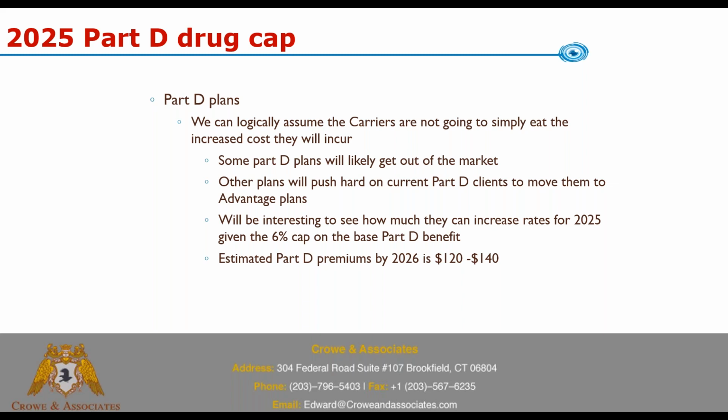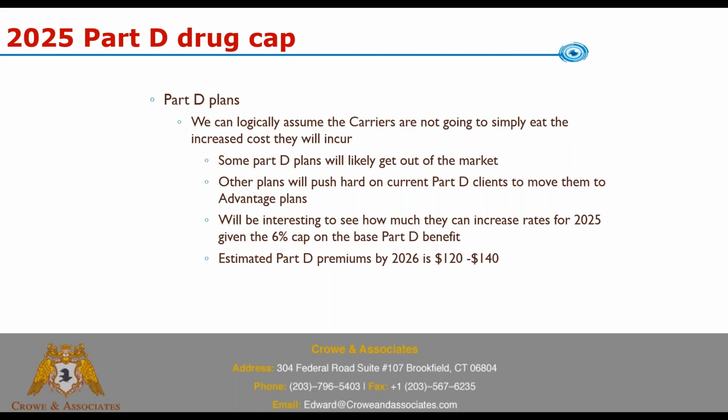Other plans, a strategy of theirs will be to push hard on this. So what they're going to do is try to enroll a ton of people in Part D plans, and then they're going to work really hard to move them into Advantage plans. And I'll hit on that in a few more minutes, on the next slide or two.